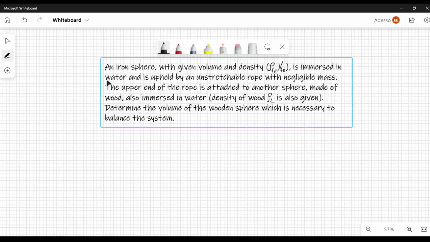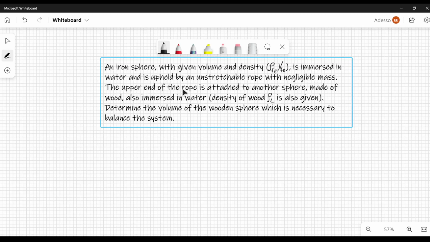Let's read the problem. An iron sphere with given volume and density, and the density is rho Fe, which in Italian stands for ferro, it means iron. So this is the density of iron, rho Fe. VFe is the volume of the iron sphere, and this sphere is immersed in water and is upheld by an unstretchable rope with negligible mass.